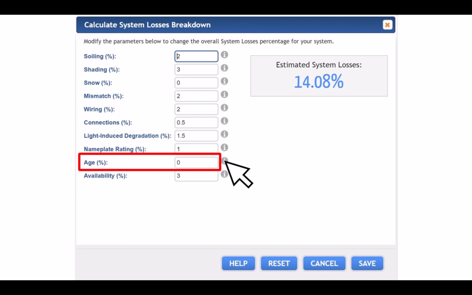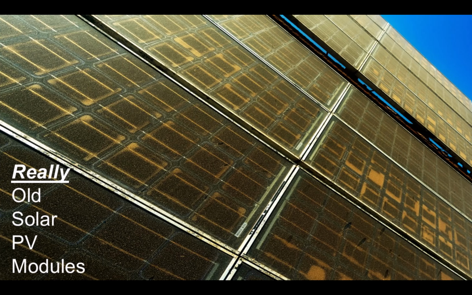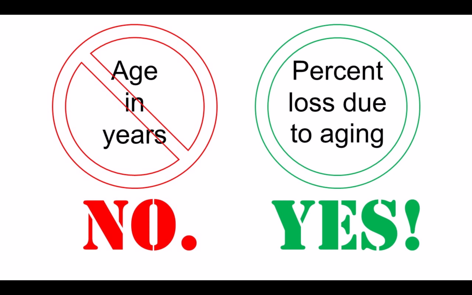The percent loss due to the age of your system is set to 0 in PVWatts. That's because most people use this as a tool to estimate the potential electricity production of a proposed new solar PV array. We can change it, but it's a little tricky. It'll be tempting to just enter the age of your array in years. Instead, you'll enter a percent loss due to aging.